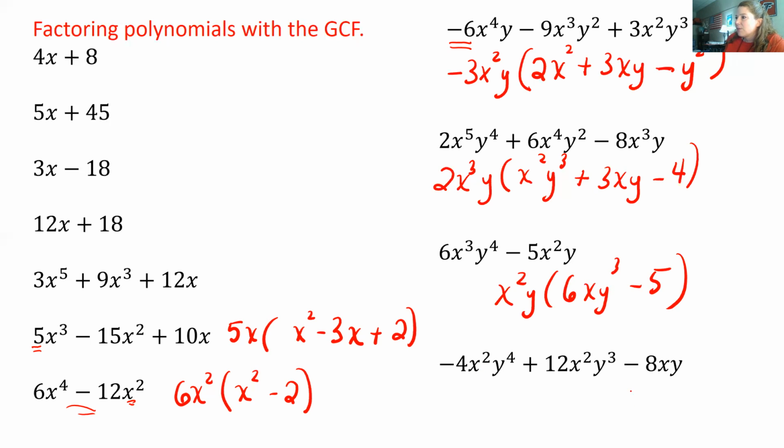And then the last one, once again, we want this leading coefficient to be positive. So let's pull out a negative 4, x and y. So we would have an x left and 3 y's. Negative 3xy squared and plus 2. So if I use the distributive property, I would have negative 4x squared y to the fourth, I'd have positive 12x squared y to the third, and then I would have negative 8xy. Good. All right, so that's how you factor with the greatest common factor.